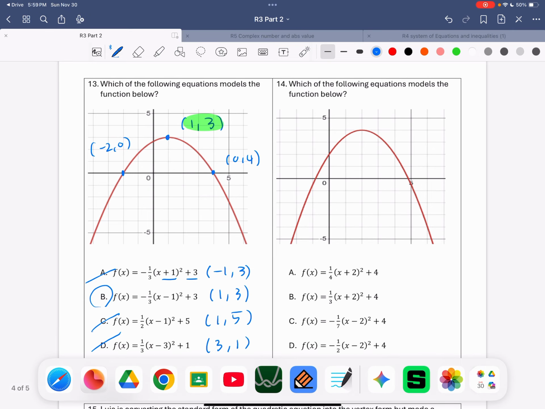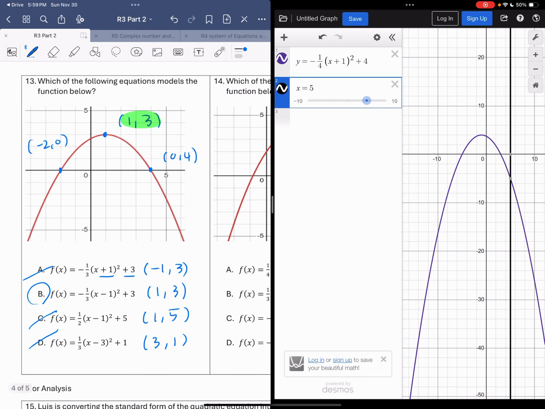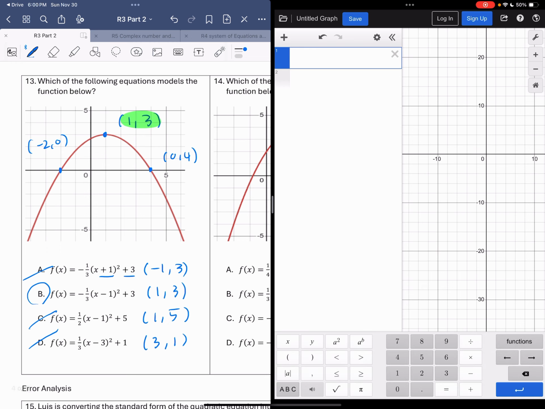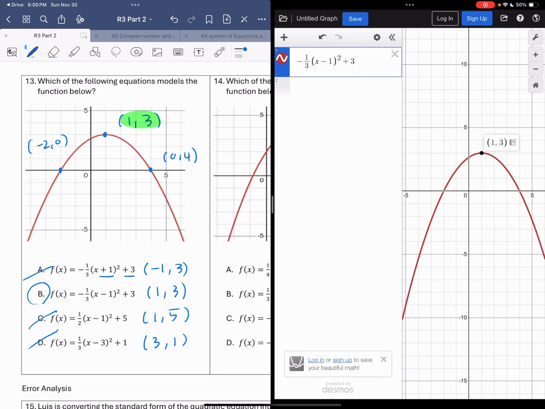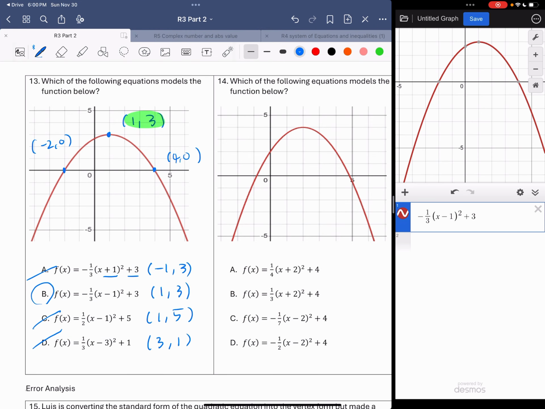But normally what you have to do is put this one in Desmos. I'll put negative 1/3 times (x minus 1) squared plus 3. And in order to check if it is the same graph, I actually have to check something else. Do you see I have a 4? Oh, I made a mistake. I'm sorry, it's not 0, comma 4. It's 4, comma 0, and then negative 2, comma 0, like this. So that's what I really had to do in order to double check.